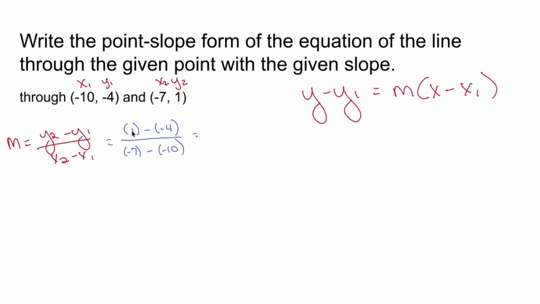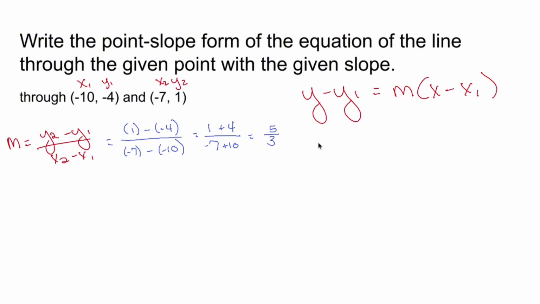So let's clean this up a little bit. 1 minus -4 is 1 plus 4, so let's say that. -7 minus -10 is -7 plus 10, so let's write that out. 1 plus 4 is 5. -7 plus 10, or 10 minus 7 is 3, and that's my slope. So what I have is a slope of m equals 5/3, and I have a point labeled. So now we have enough information to put it all together.